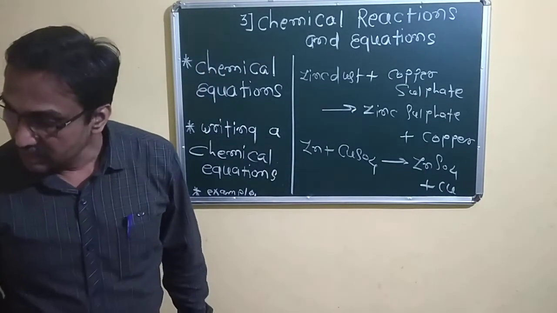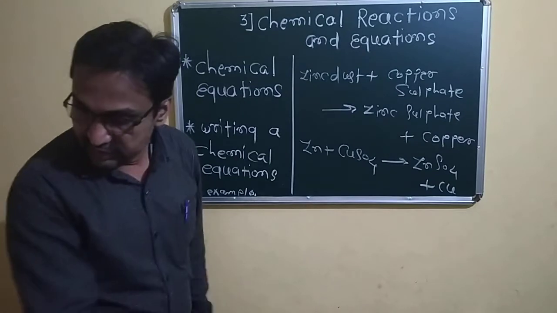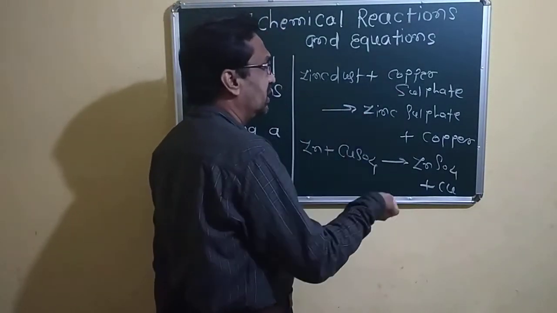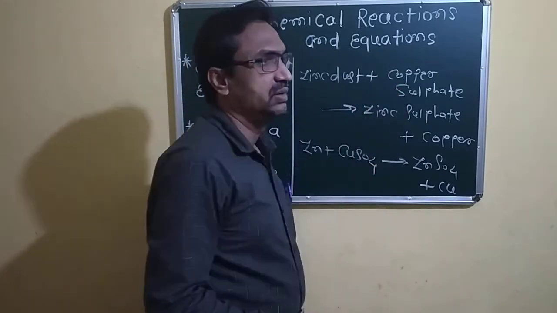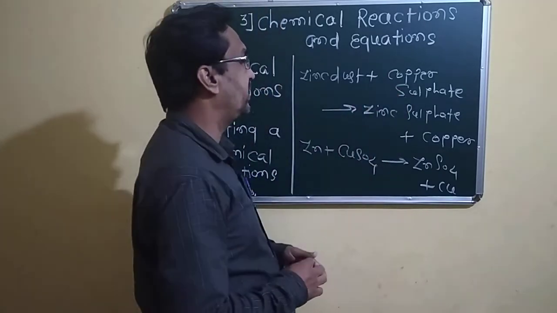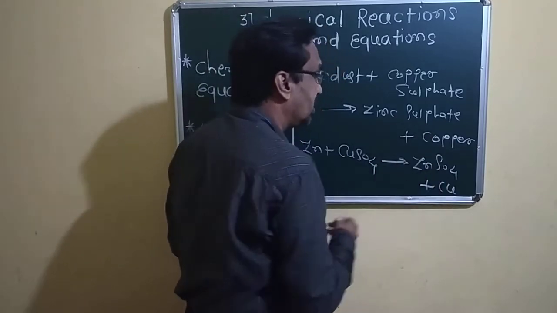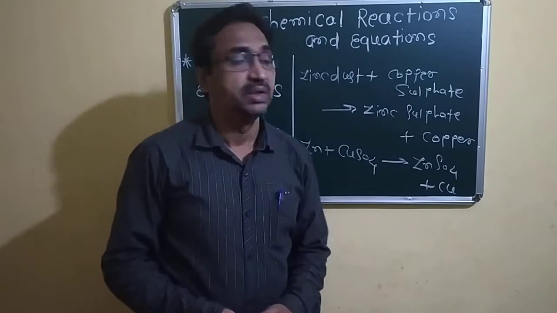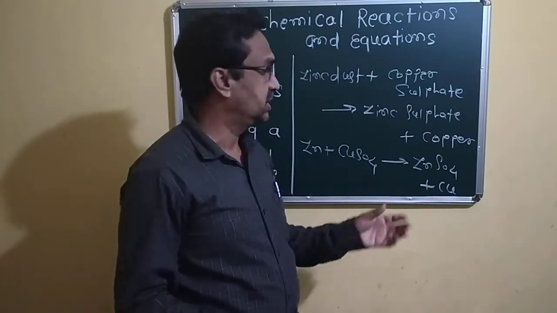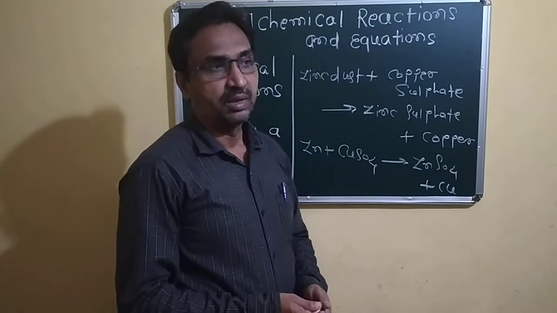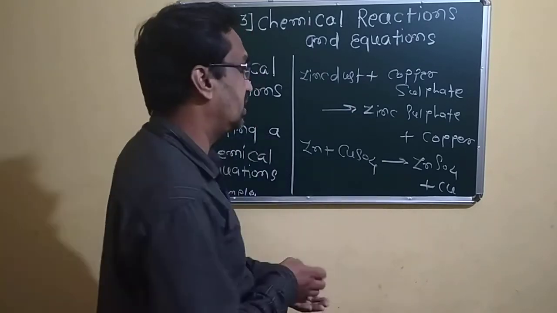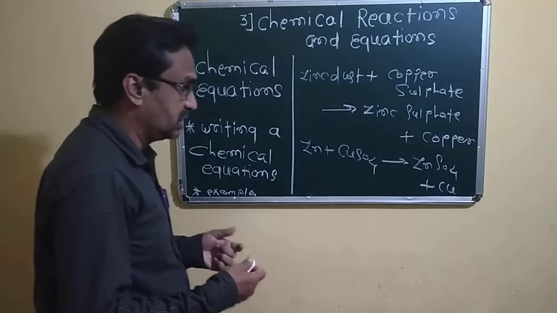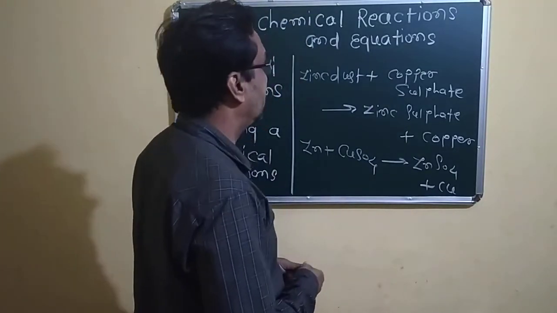When this reaction takes place, you have to see the zinc dust and copper sulfate as reactants, and afterwards, what products we form: zinc sulfate and copper. These are totally different substances. After performing this reaction, totally different substances are formed from that particular reaction.